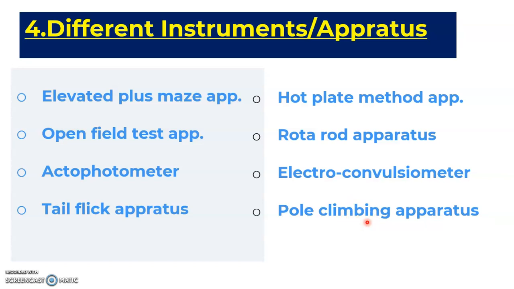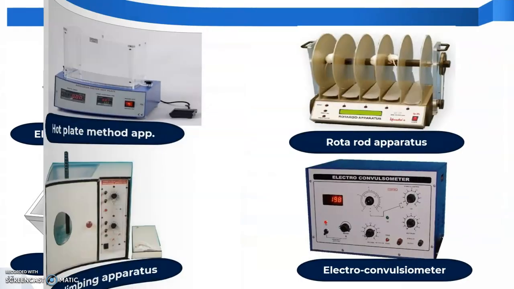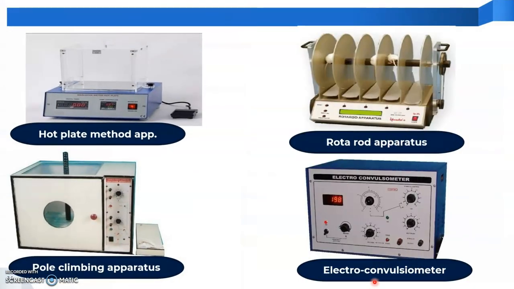So these are the 8 different instruments, and here is the image of all these 8: elevated plus maze, open field test apparatus, tail flick apparatus, actophotometer. You pause this video and watch all these images, which is very useful for your spotting. The next ones are the hot plate method, rotarod, Cook's pole climbing apparatus, and electroconvulsometer. So these are the different instruments.